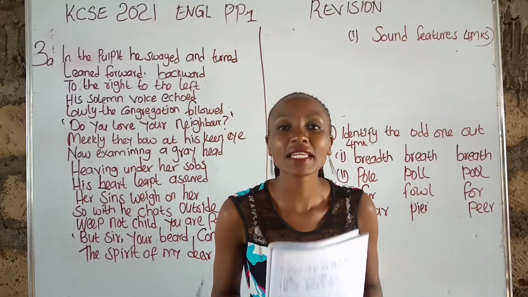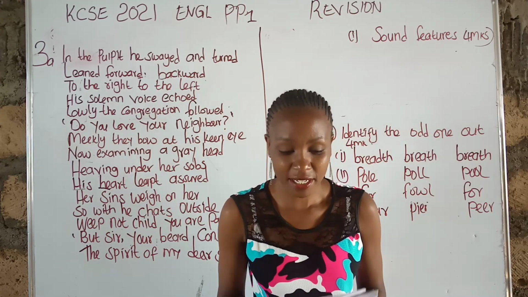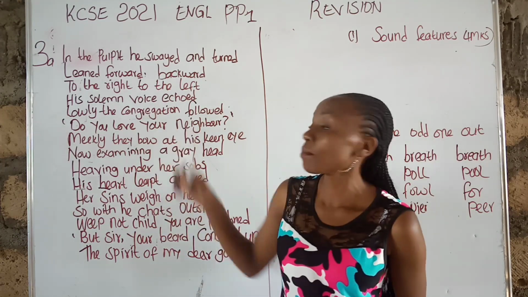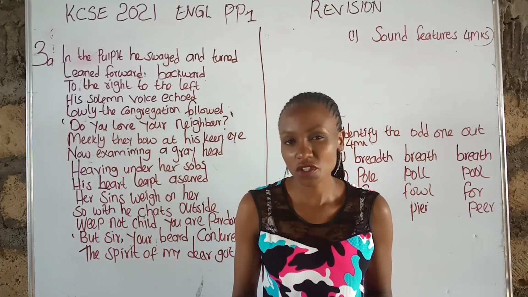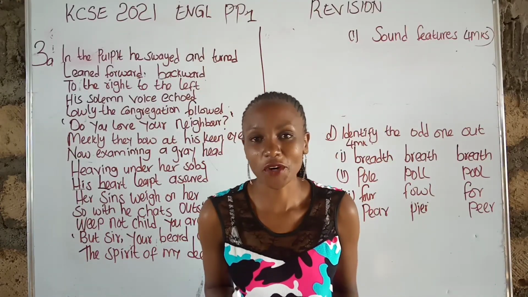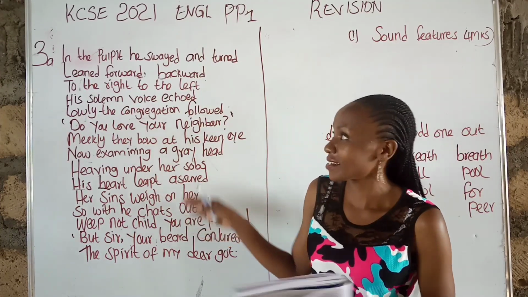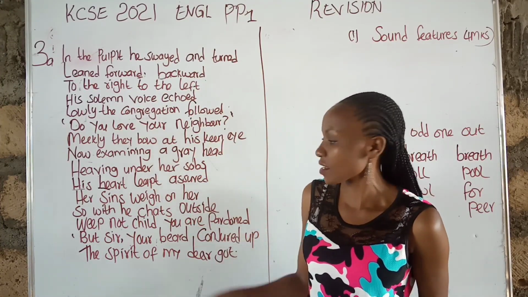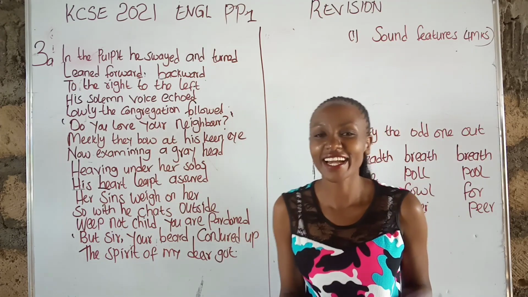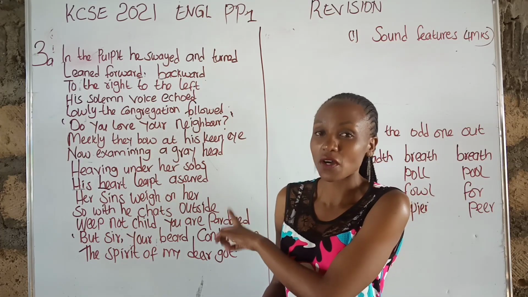Without wasting time, let us start with number 3A. That is the poem part. We're supposed to read the poem and answer the questions on the poem. So this is the poem. I'm going to read it, but it's here. It's my hope that you can see my beautiful handwriting. It's very visible. I'm going to read it from here, but you can pause your video and read it from here.